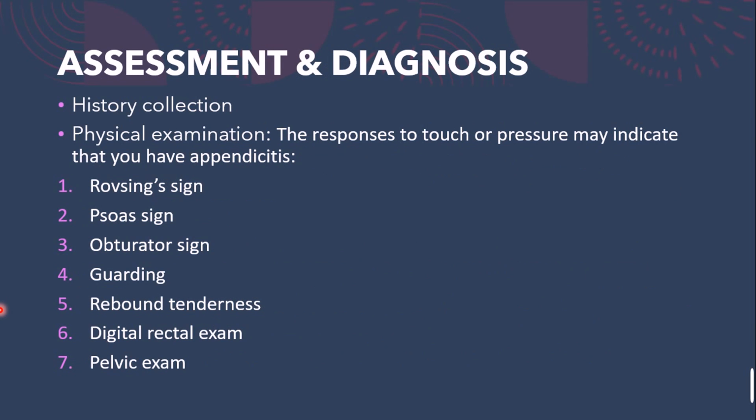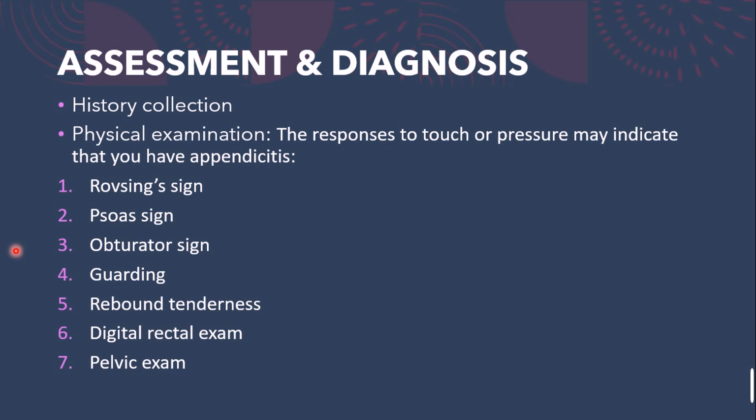Okay, so assessment and diagnosis, starting with history collection. Collect the history: what type of food the patient is eating, what type of profession he is involved in, his lifestyle, his medical condition, surgical history, and every history you have to collect from the patient. Then moving on to the physical examination.